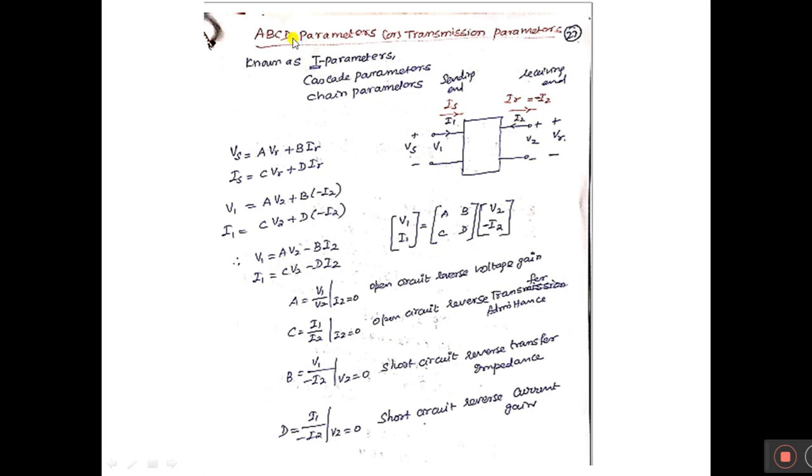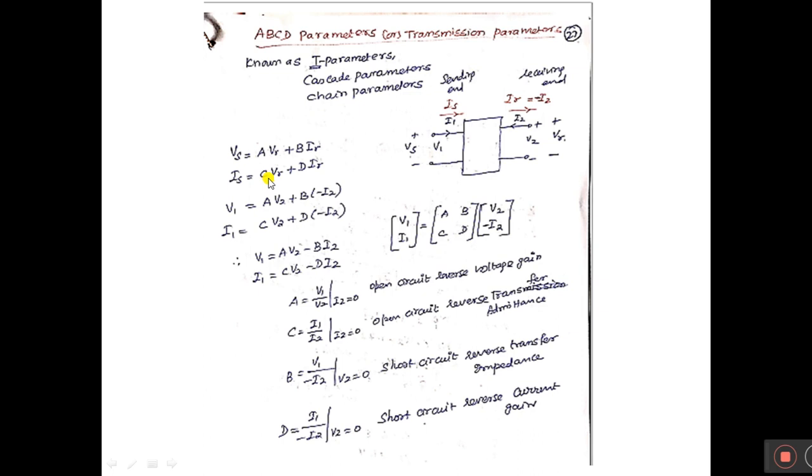Now I am applying the ABCD parameter here. Input is Vs, that is the sending end voltage. This is the receiving end voltage. This is the sending end current. This is the receiving end current. In the normal case, both currents are entering the network. But here in the transmission parameter, all currents are leaving from the port. So here you take minus I2 instead of plus I2. You remember this. It's important.